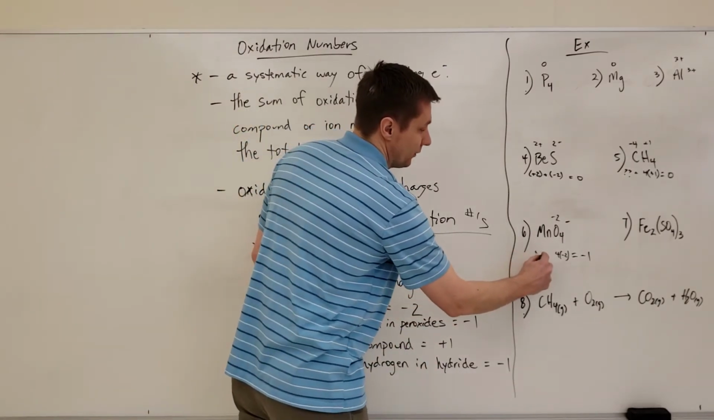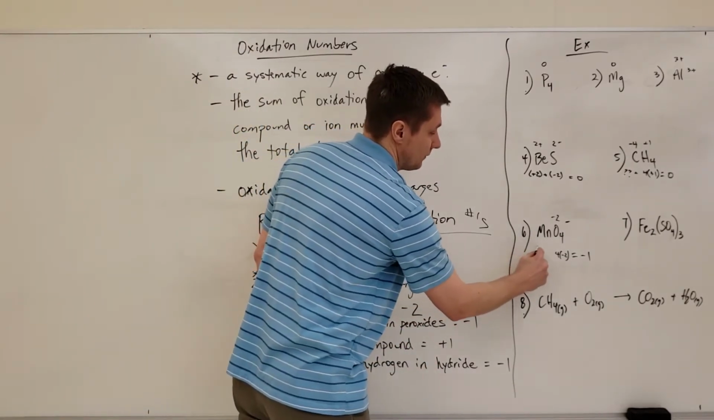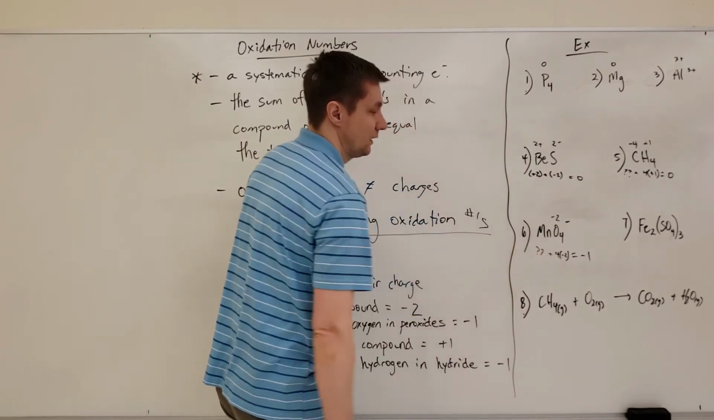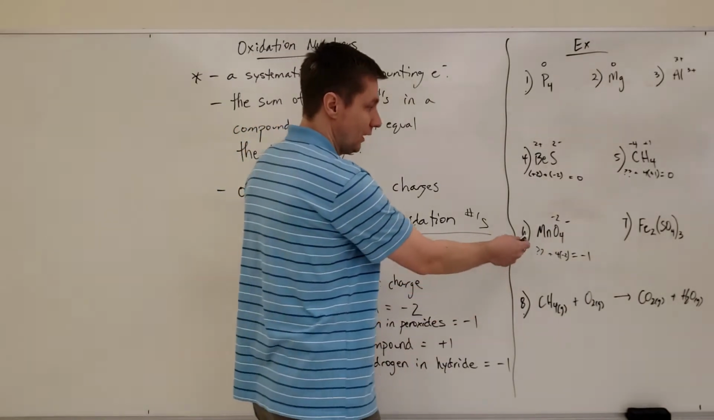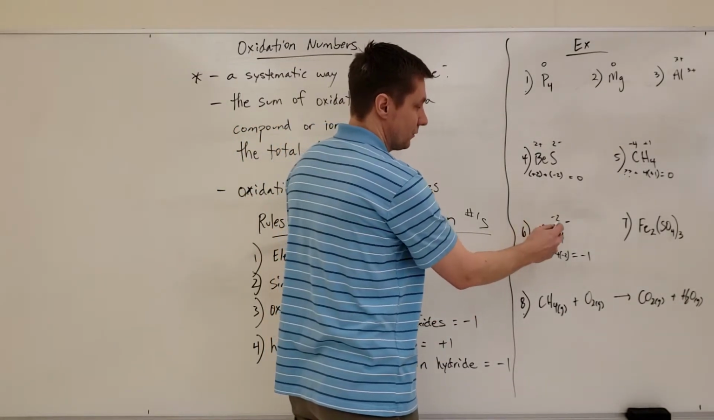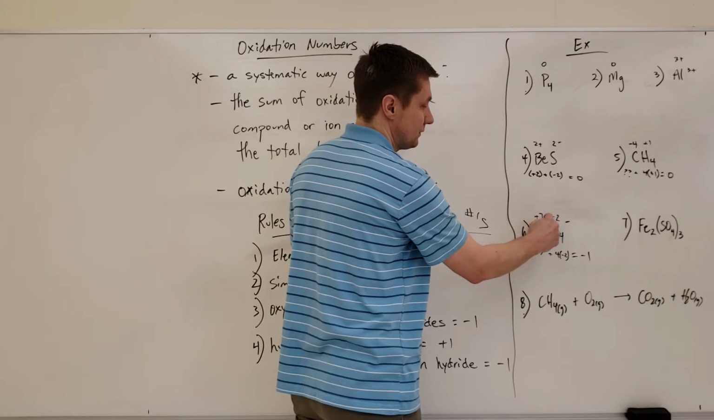And again, I know that something plus a -8 has to equal a -1. And so manganese here is going to be a +7.